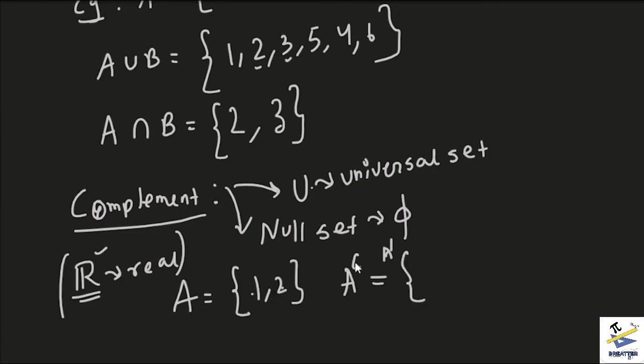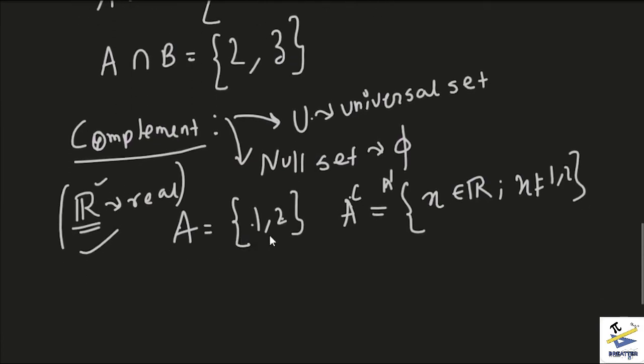So the complement of a set is basically all of the universal set from which the set was actually derived, subtracting from it the actual elements in the set. So A complement would consist of all the real numbers x belonging to R, such that x is not equal to 1 and 2. So you get the idea that A and A complement together can make the whole real number line, right? Because A has only 1 and 2 and A complement has everything but 1 and 2. So A and A complement's union should give us the whole real number system.